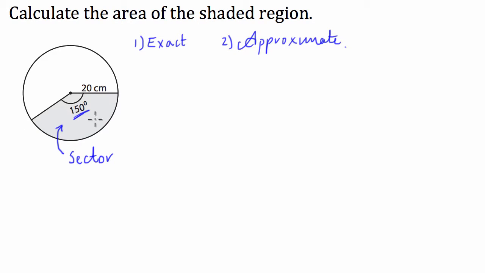Okay, so all of you guys hopefully will know that the area of a circle is equal to pi times the radius squared. So let's go about working that out first. The area of this entire circle is going to be equal to pi times 20 squared, which is going to be equal to 400 pi. Cool. So basically what we then have to do is work out what fraction of the entire circle is the sector?